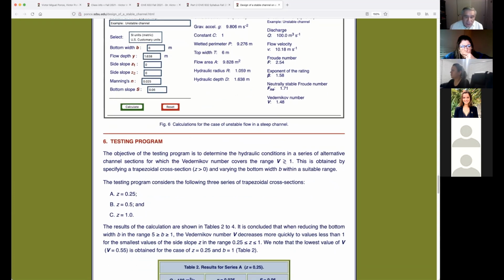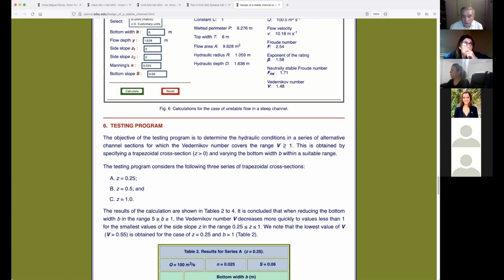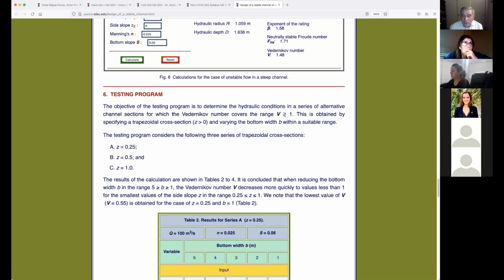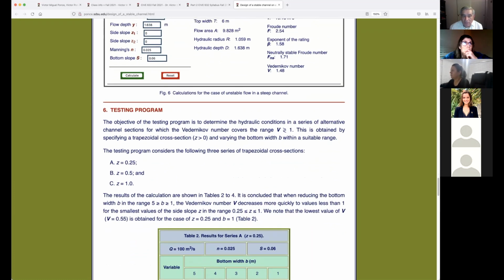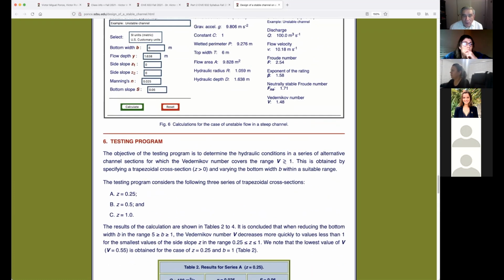So now we're going to the testing program. The objective of the testing program is to determine the hydraulic conditions in a series of alternate channel sections. So what we need to do in here is to vary the width between 1 and 5. Why 1 and 5? Because the bottom width is 6. We don't want to make it 6. That would increase the discharge too much. We can start with 5, see what happens, and then 4 and 3, all the way to 1.